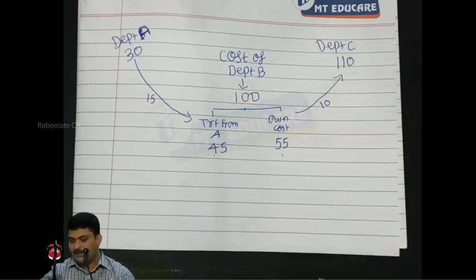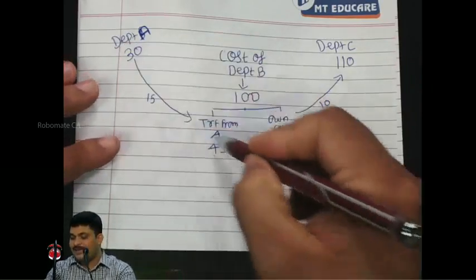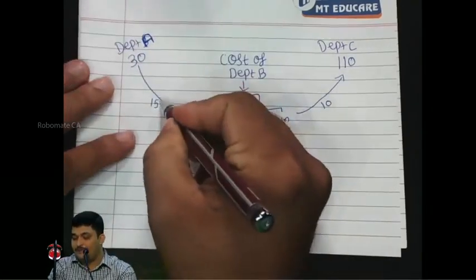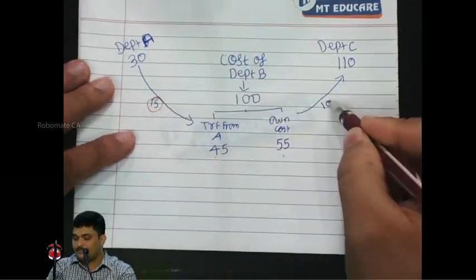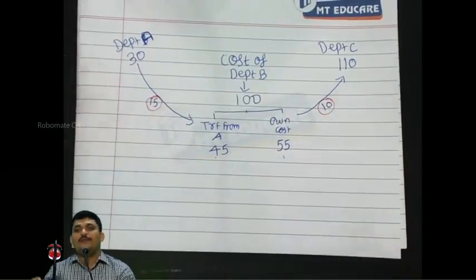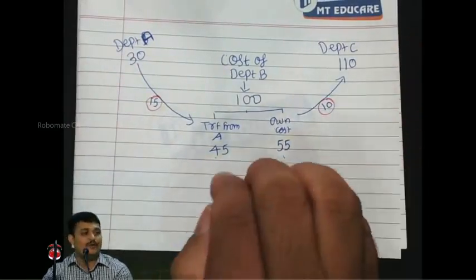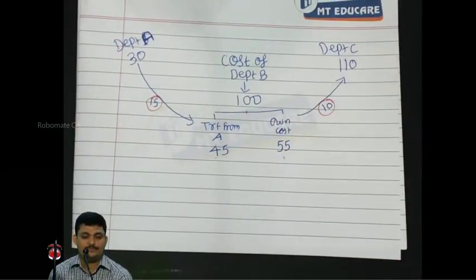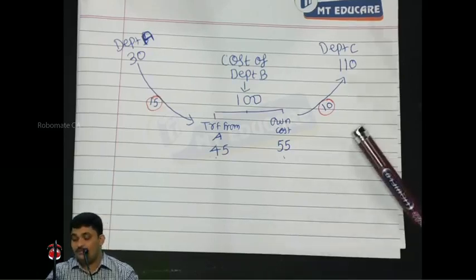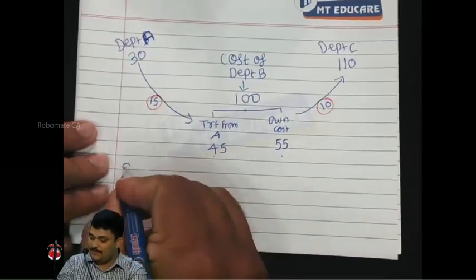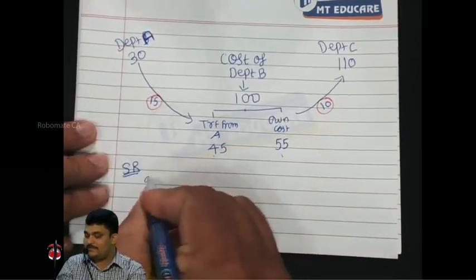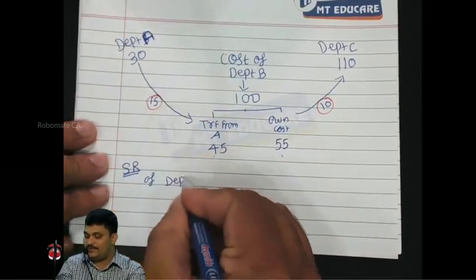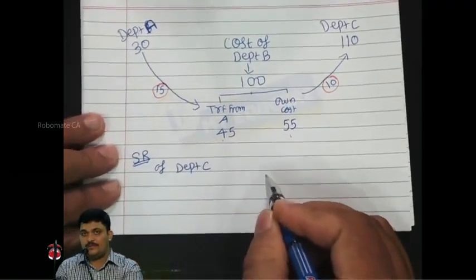Respond. In this 110, in the chain, there are two profit points, 15 and 10. These are the profit points which are included in C's cost price of 110. Is that clear? Up to this pakka? So if you understood this, then stock reserve of Department C. What is the closing stock of Department C?